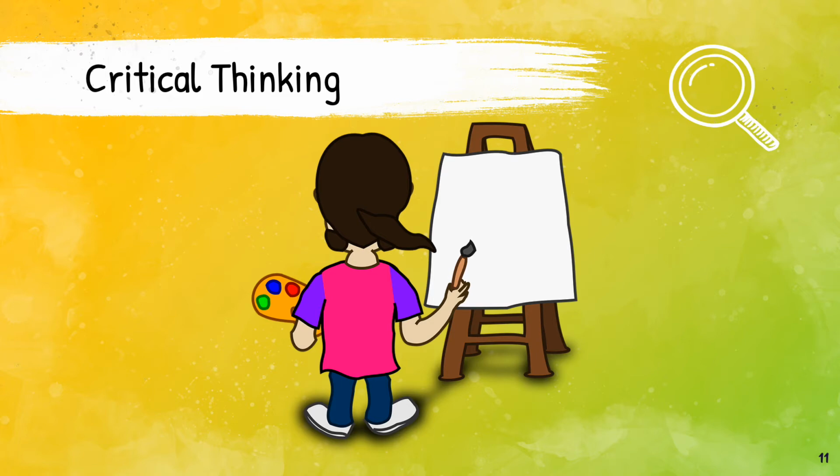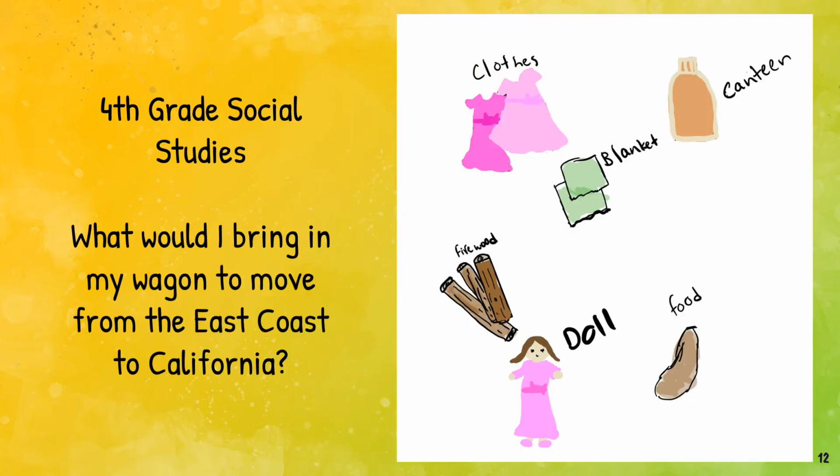Art integration develops critical thinking by challenging students to look at the world more closely, to analyze what they see in the world around them. When my 4th grade social studies class learned about the migration of settlers from the East Coast to California in the mid-1800s, my students had to create a list of items they would bring with them if they were to take this journey. Instead of writing the list, students used their critical thinking skills to research essentials for their trip. Critical thinking skills were deepened by examining the items, learning how these looked in the 1800s, and drawing the items they would pack in their wagon.